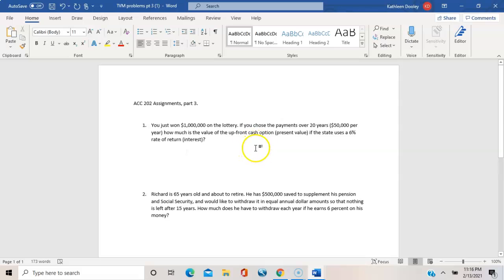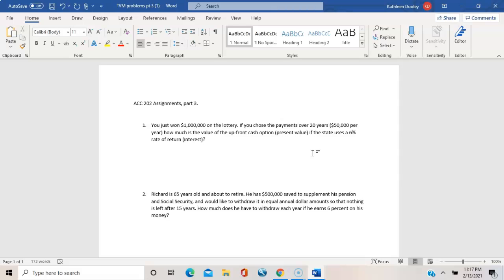So, in other words, the state is letting you take an upfront amount, or you can get $50,000 a year for 20 years. The state uses a 6% rate of return. Okay, so we have our timeline. We've got our R is 50,000 per year, and we were told in the instructions that we're going to assume for part 3 that that's at the end of each year. We know that our I is 6% and our N is 20 years.